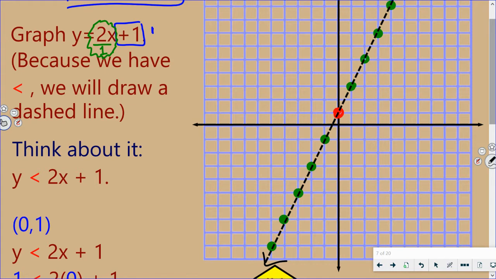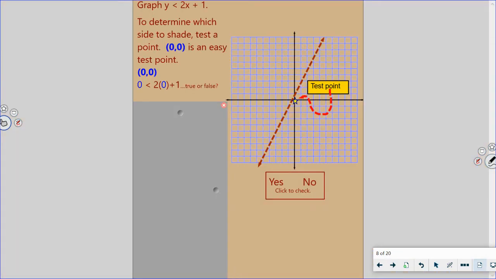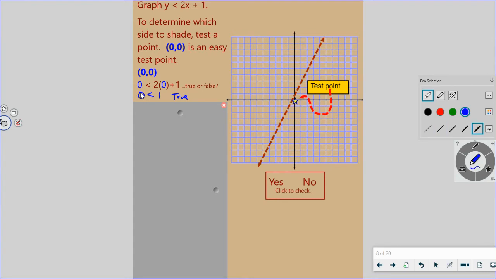All right, now let's talk about shading. We're going to first test the point 0, 0. Now, if I substitute in 0 for both the x value and the y value, it ends up saying 0 is less than 2 times 0, which is 0, plus 1 is 1. Aha, that's a true statement. So I'm going to go ahead and start by drawing a dot there. But eventually you'll only test one point or maybe a couple, but I'm going to keep going.